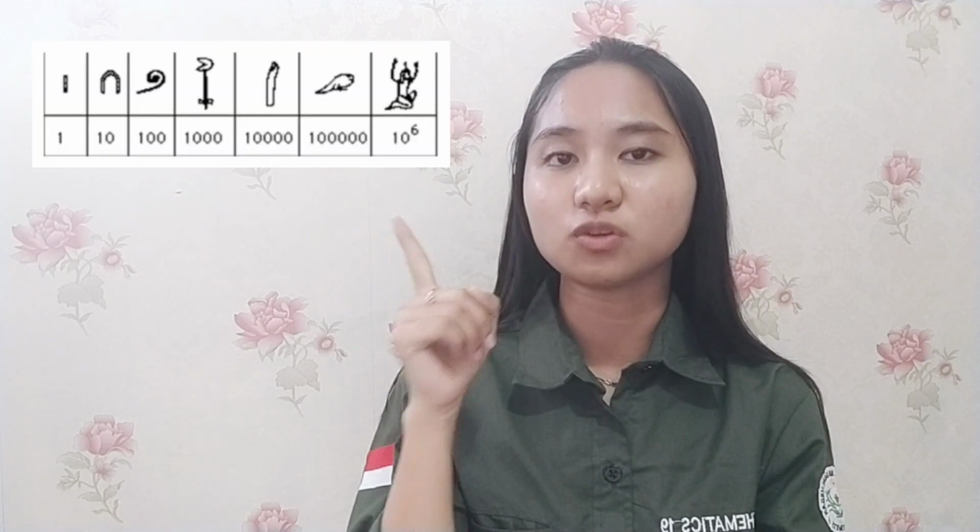Look at this picture. For example, to create the number 276, 15 symbols are needed: 2 hundreds symbols, 7 tens symbols, and 6 units symbols. These numbers are shown as follows: 276 in hieroglyphs. This is the picture.